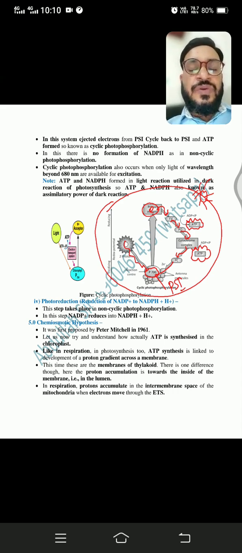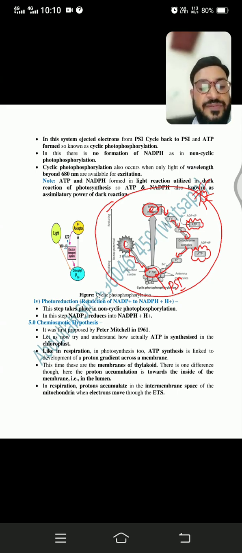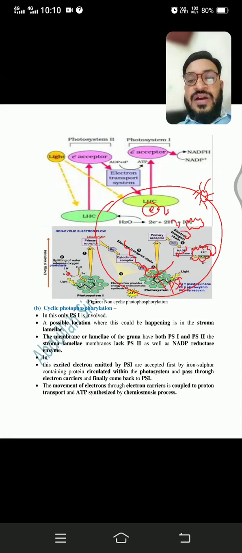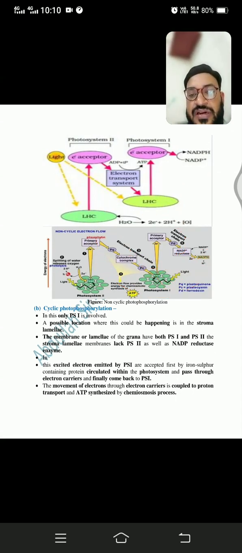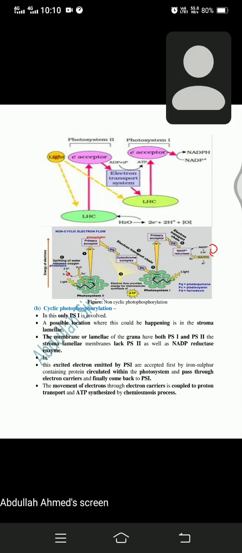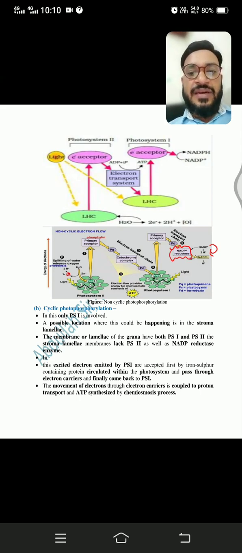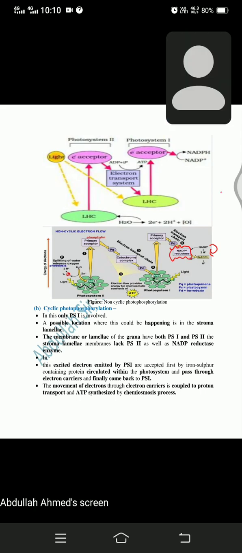Now you know very well about the light reaction. The last step of the light reaction is reduction of NADP into NADPH. Why am I calling it reduction of NADP into NADPH? Addition of hydrogen, very good. Addition of hydrogen is happening to NADP. Wherever addition of hydrogen happens, we say reduction happens. Here reduction of NADP into NADPH happens in the presence of one enzyme, NADP reductase.